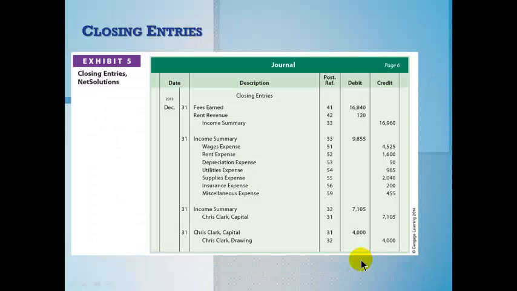These are the illustrative entries shown with debits and credits for those 4 steps that we just talked about. Step 1 was closing out or clearing out the revenue items. Step 2 was to close out the expenses. Step 3 was then to transfer that net balance in income summary to the owner's capital. And step 4 was then to close out the drawing accounts if there were any.